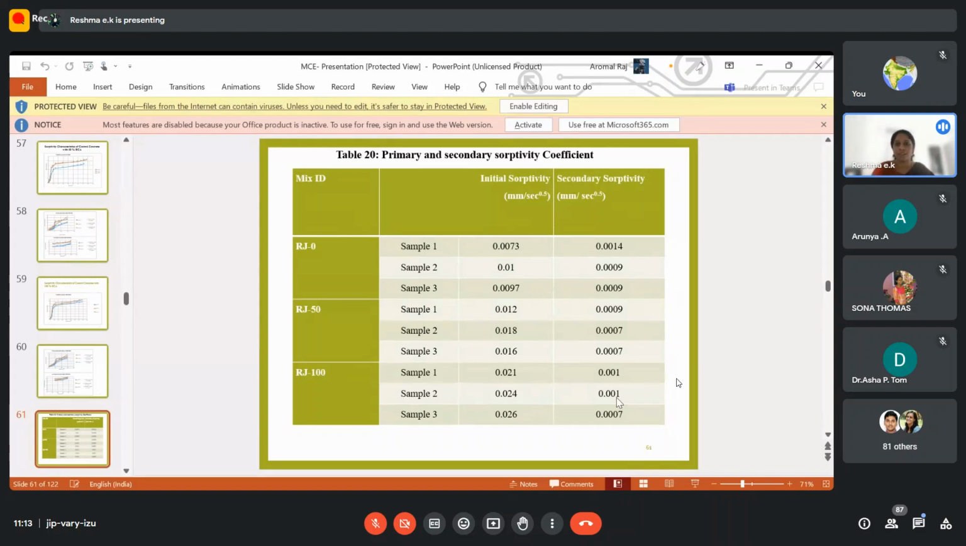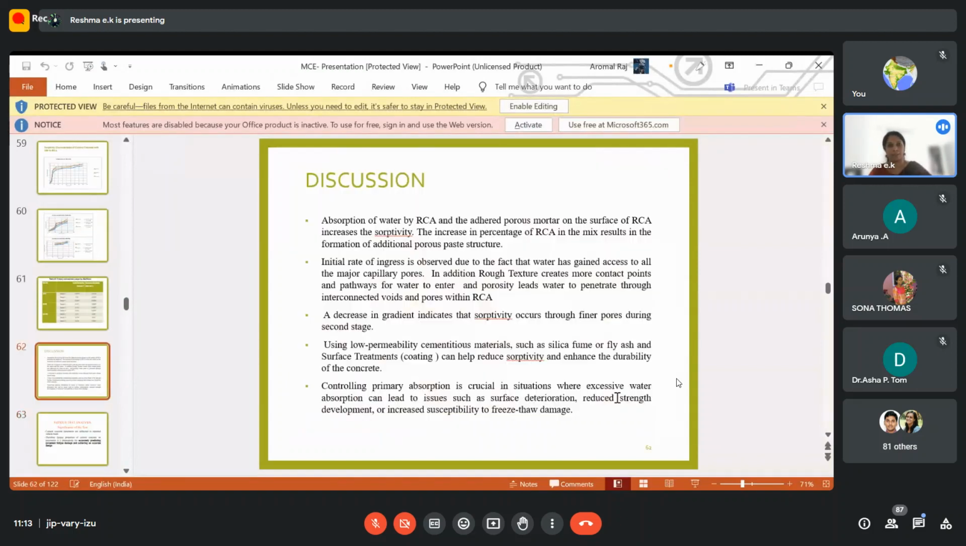And here, if you see the RJ0, RJ50 and RJ100 values, compare them. Obviously the natural aggregates will have a lower value here and a higher value there. But it is always possible to use fly ash to fill all the capillary pores and then do the sorptivity test. Always you will get better results than this. So I already said, this is just, you can go through.